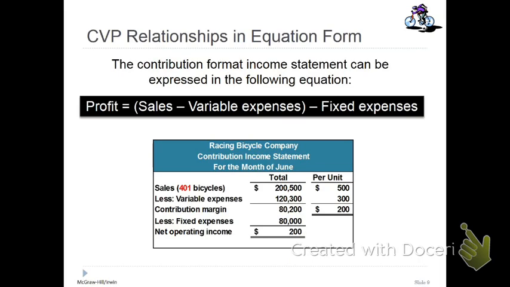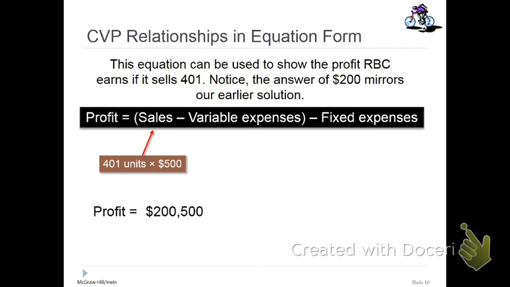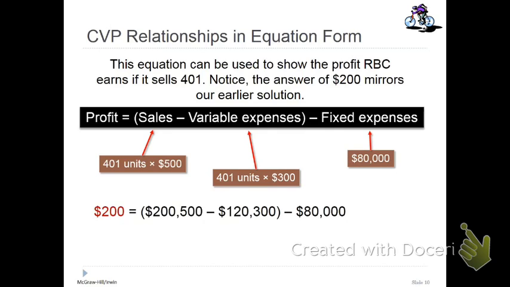In equation form, we take sales minus variable expenses minus fixed expenses to get our profit. I'm not a big fan of the equation form, but we'll go ahead and show you how that works. Notice if sales are 401 units at $500, we take the $200,500 of sales minus the $120,300 of variable expenses minus our fixed expenses, and it gives us a profit of $200.